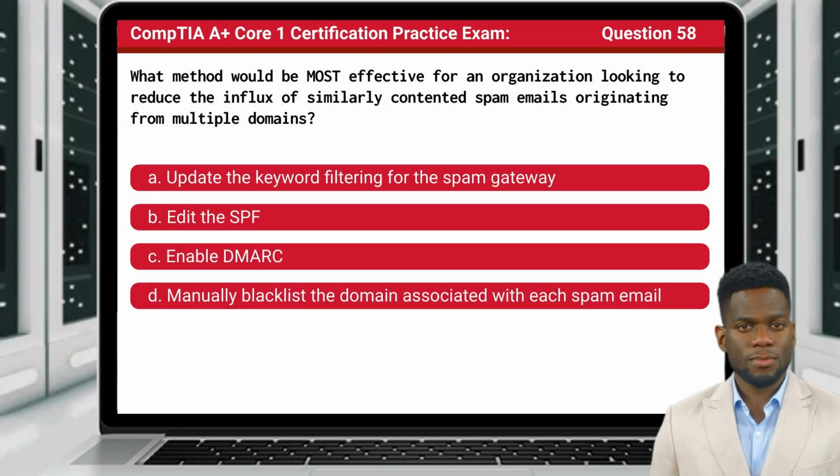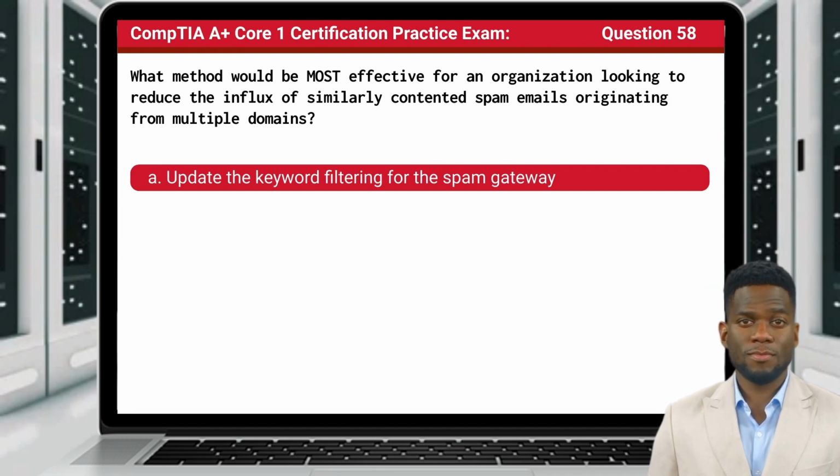Question 58. What method would be most effective for an organization looking to reduce the influx of similarly contented spam emails originating from multiple domains? The answer is A, update the keyword filtering for the spam gateway.